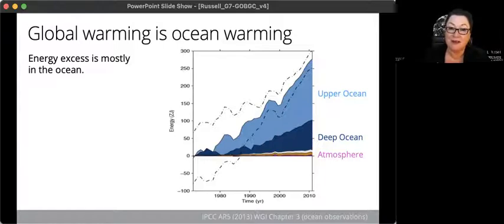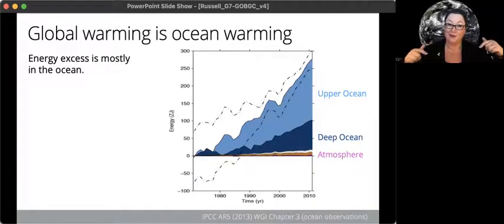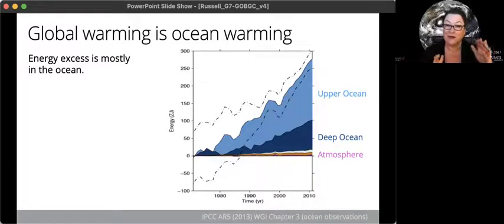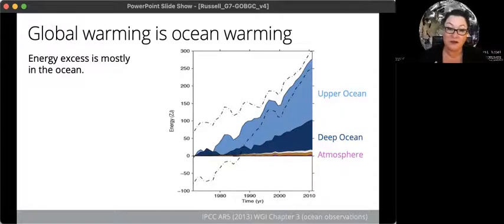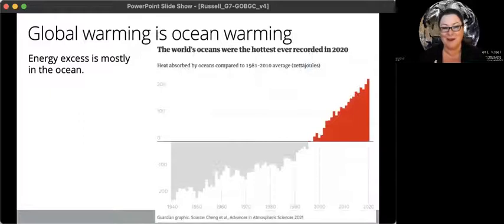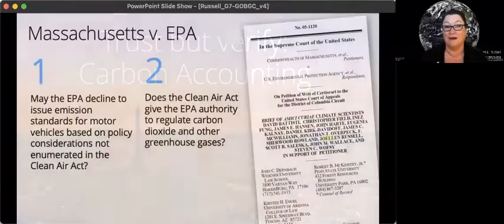And you can notice that the upper ocean and the deep ocean are taking up 90 to 93% of that energy imbalance, meaning basically what comes in versus what goes out. Less gets out every year. Even though we are seeing a terrific warming in our atmosphere, the accumulation of energy in our ocean is even more spectacular. And here we are, the world's oceans were the hottest ever recorded in 2020, even with the pandemic going on. So I want to talk about trust but verify, carbon accounting, and how we do it.